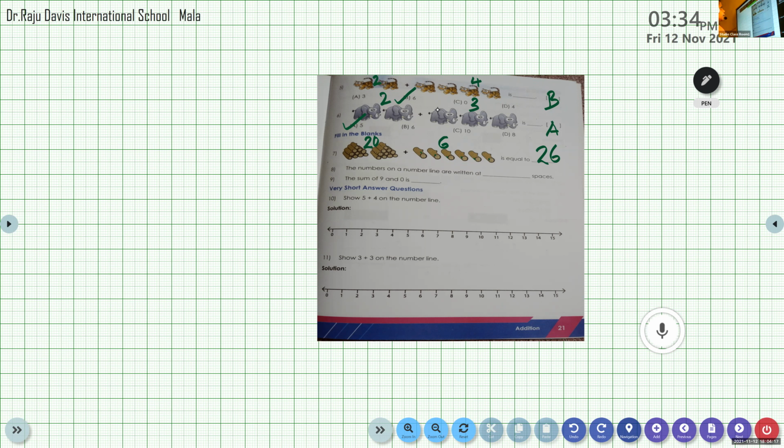Now, next we have question number 8. And here we have the numbers on a number line are written at a dash spaces. Adhika, what's the answer? Is it equal or unequal? Equal. Very good. So let's write the answer. E Q U A L. Equal. The numbers on a number line are marked or written at equal spaces, keeping equal spaces between the numbers. E Q U A L.